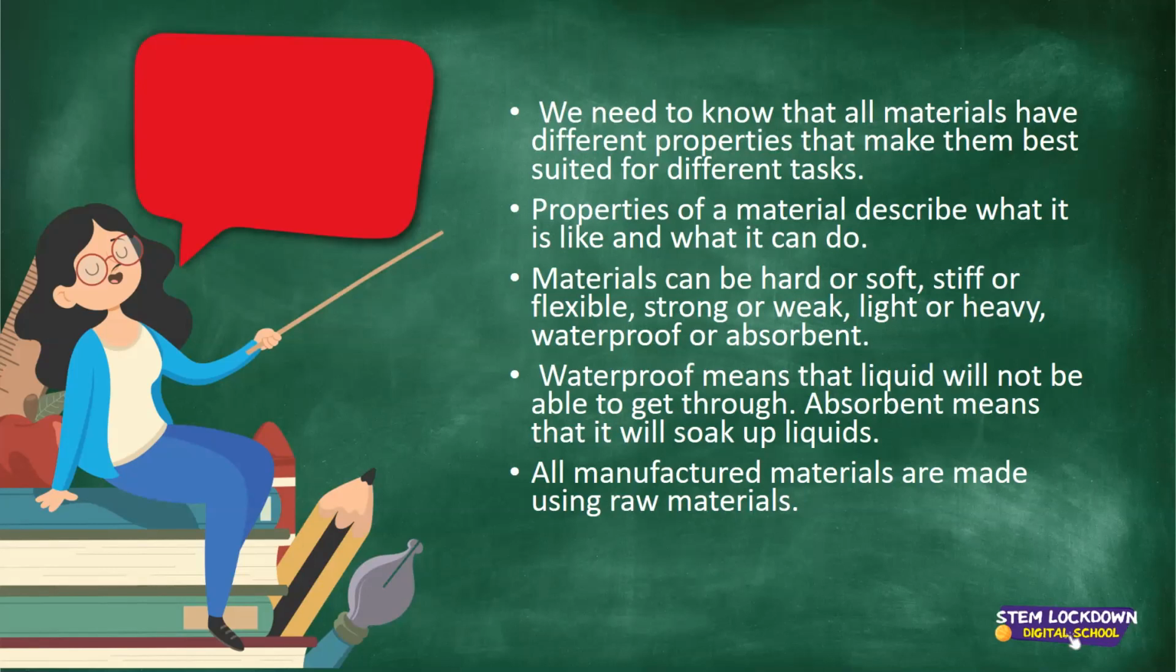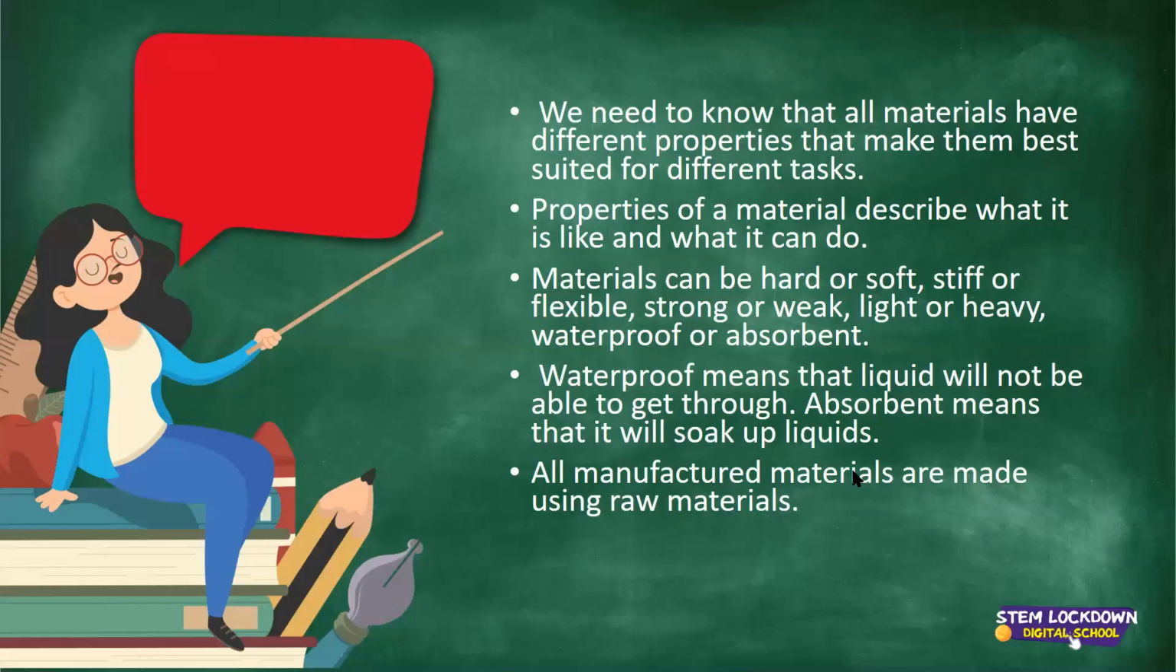For example, if it's raining and you are wearing a raincoat or you're using your umbrella, that umbrella is a manufactured material. And the raincoat that you're wearing is also a manufactured material. But its property will be that it's waterproof, because water cannot pass through. When you're wearing it, you cannot get rained on.